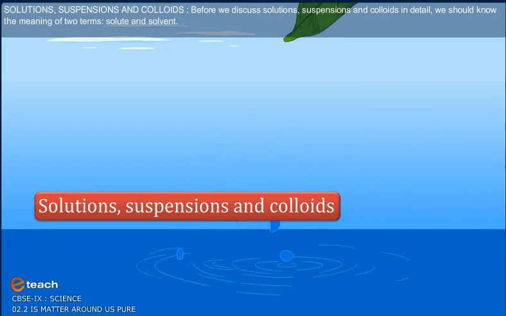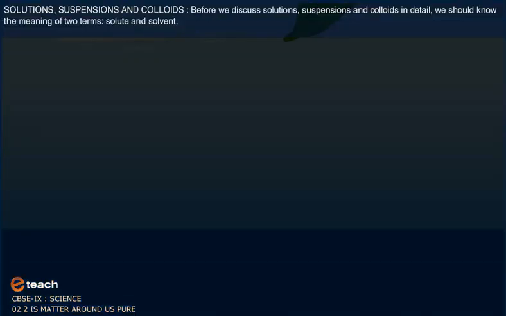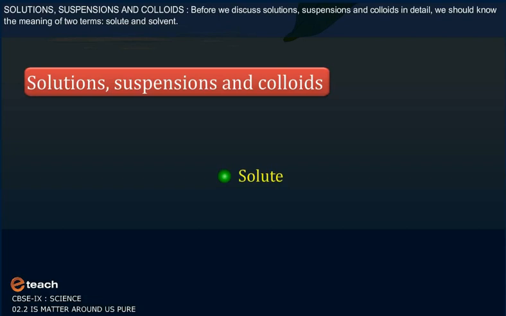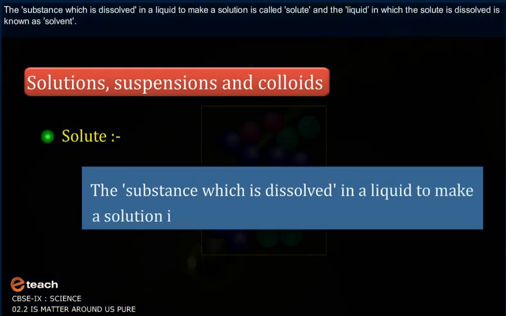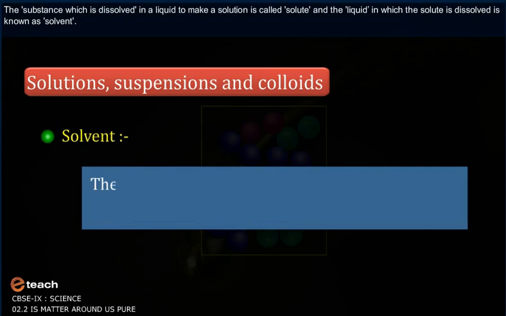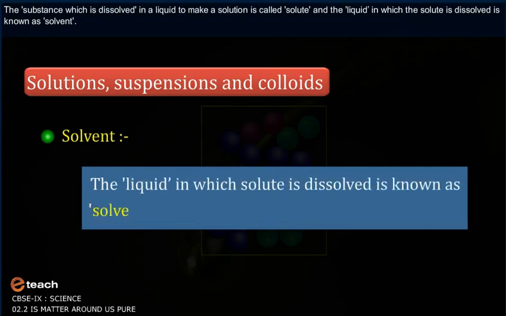Solutions, suspensions, and colloids. Before we discuss solutions, suspensions, and colloids in detail, we should know the meaning of two terms: solute and solvent. The substance which is dissolved in a liquid to make a solution is called solute, and the liquid in which the solute is dissolved is called solvent.